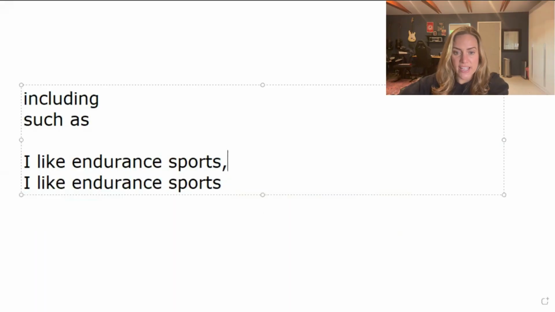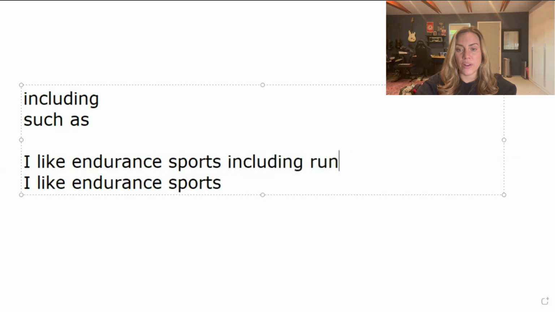Sometimes we only want to give one example. And when you give one example, it's okay not to use a comma. So we can say, I like endurance sports, including running. I like endurance sports such as running. And in this case, since you're only using one, it's okay.